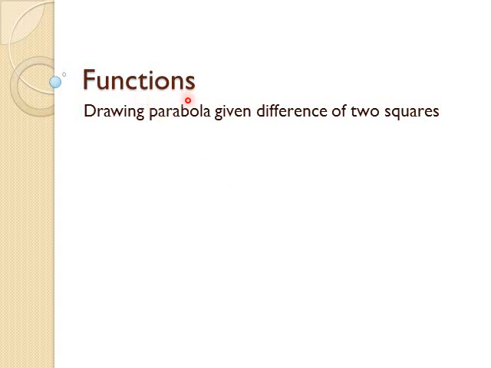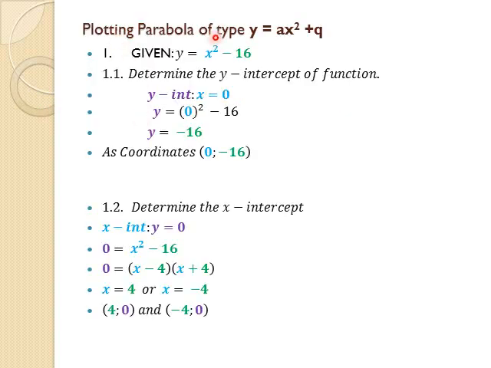Now here on the functions, drawing a parabola given the difference of two squares, as tested basically from grade 10 onwards. So I say difference of two squares, the equation is y equals ax squared plus q. So they're given y equals x squared minus 16. And first we'll determine the x and y intercepts.